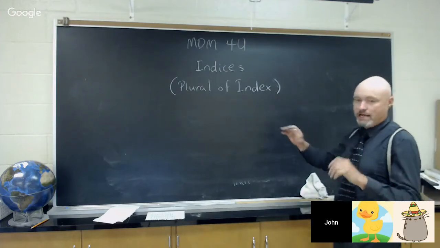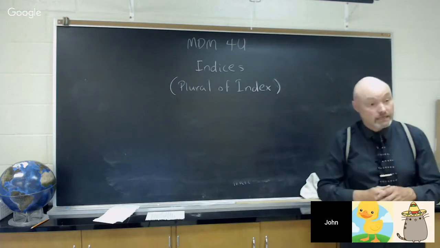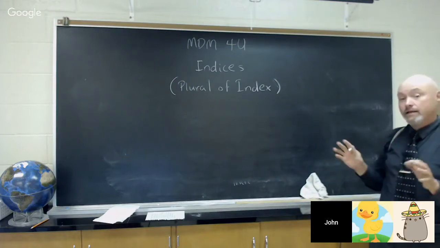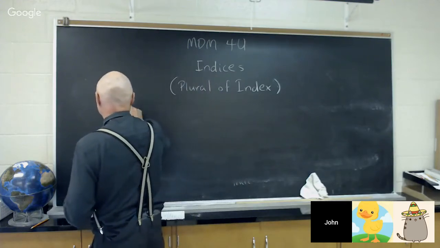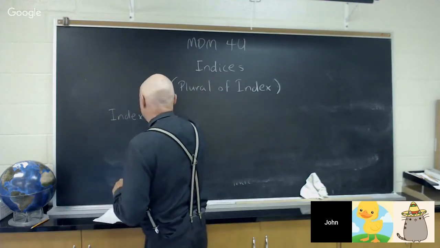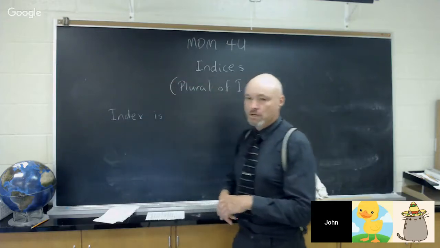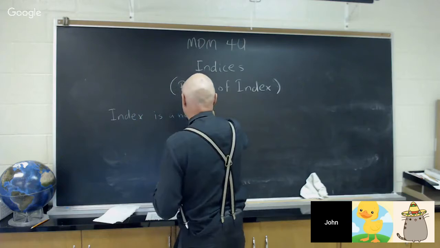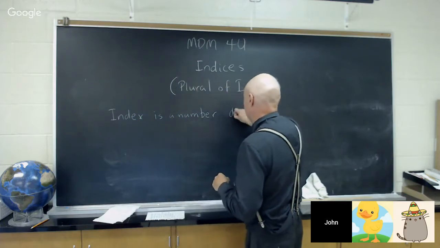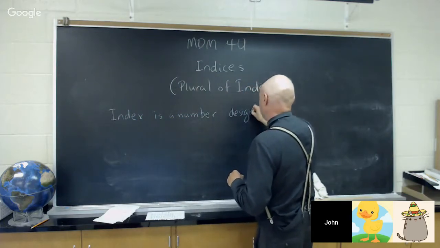Okay, so an indices is just the plural of index. And an index is a number that we use to show us the relative value of something relative to its peers. So an index is a number designed to show a relative value.